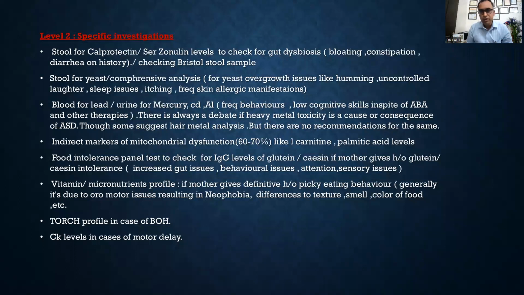So that is why we have kept in specific investigations: food intolerance panel tests like IgG levels for gluten and casein, if there is a definitive history suggestive of intolerance in these kids, as per the American Academy of Pediatrics 2017 guidelines.